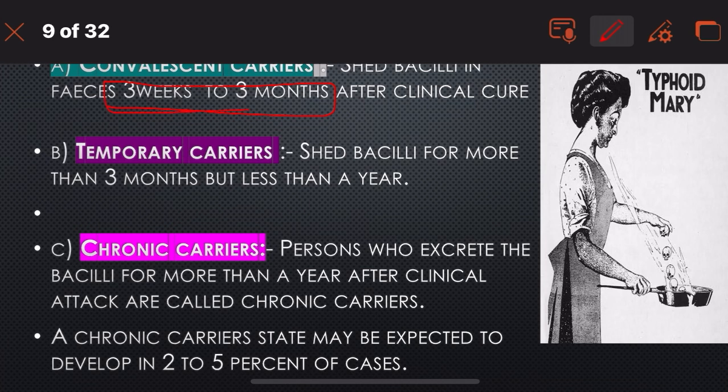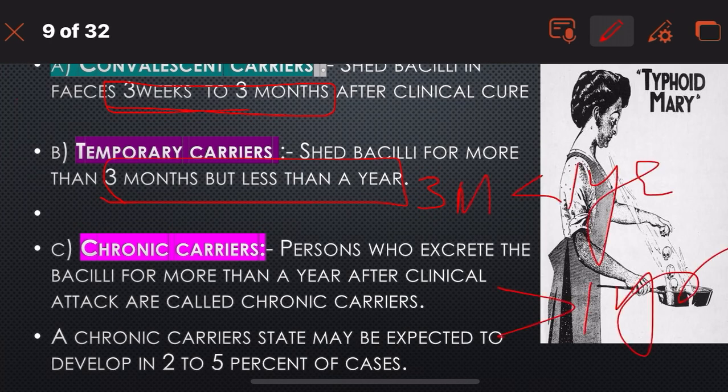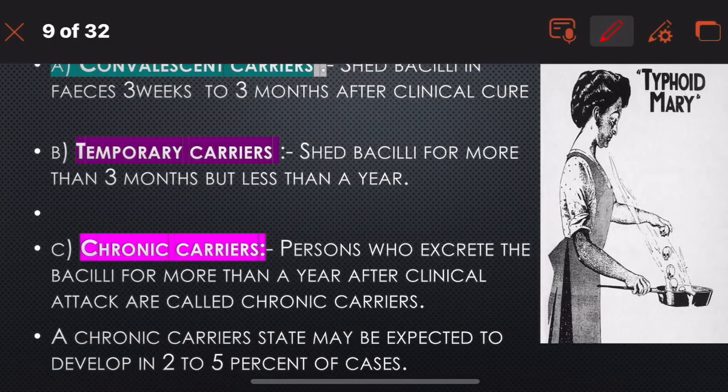Convalescent carriers: 3 weeks to 3 months. Temporary carriers: from 3 months to less than a year. Chronic carriers: more than 1 year. Simple, right? Convalescent carriers for 3 weeks to 3 months. I hope it is clear.